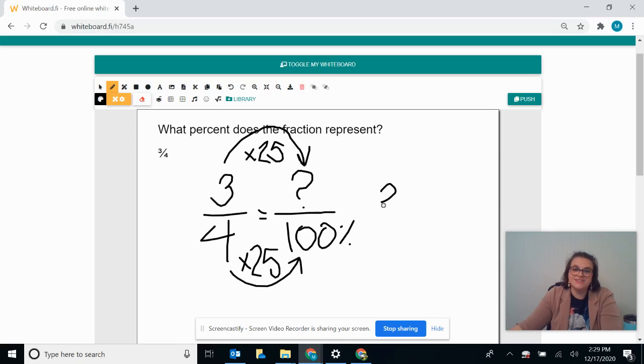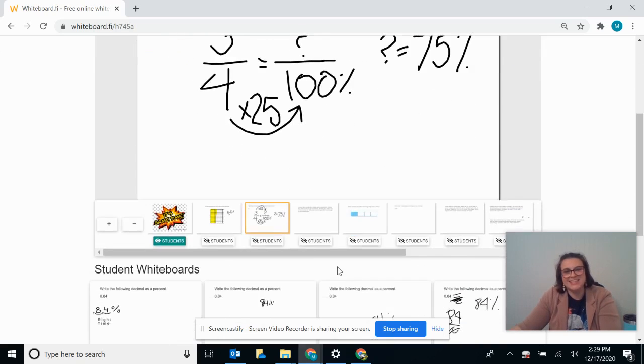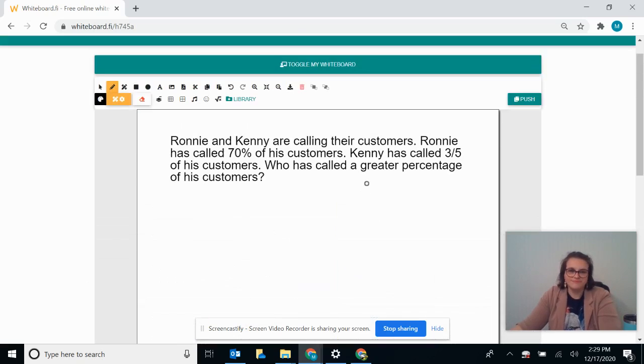The answer is 75%. What percent does the fraction represent? 75%. Hope you got it right. All right.